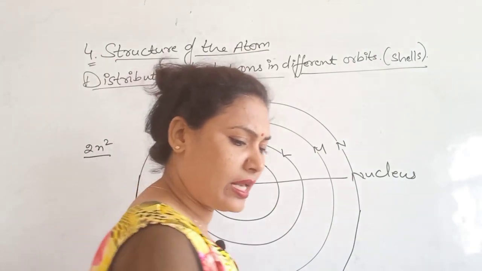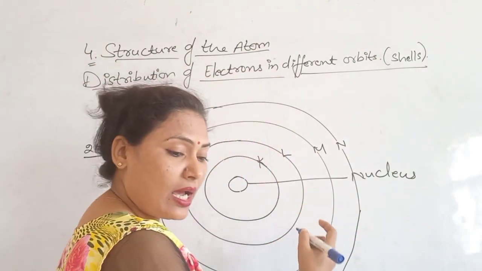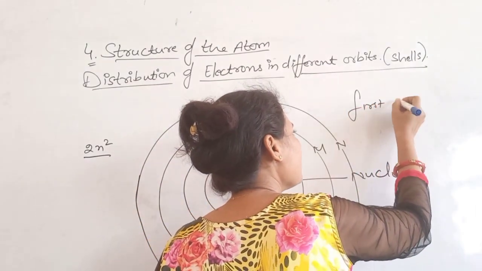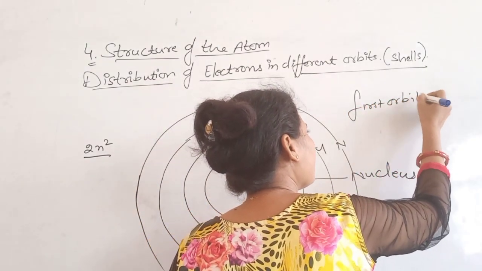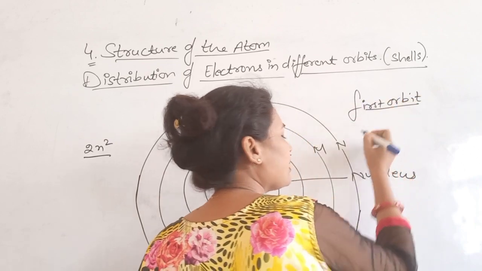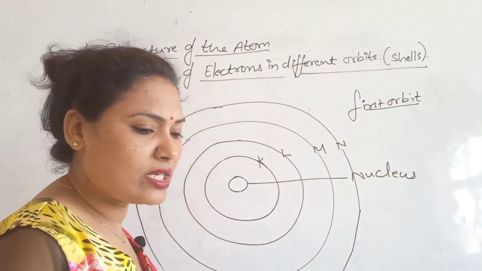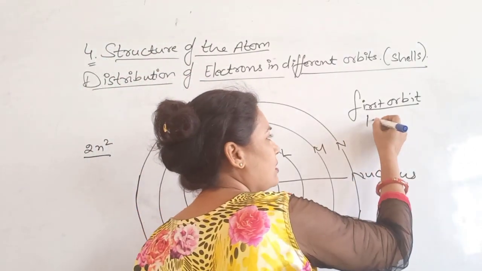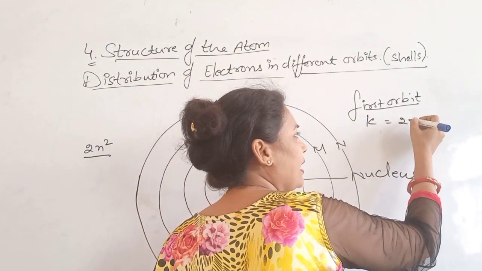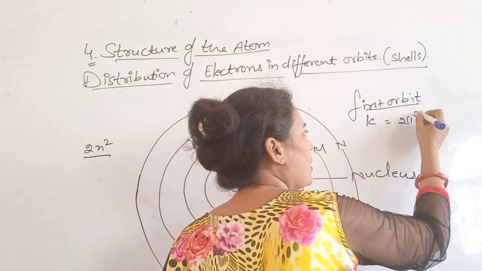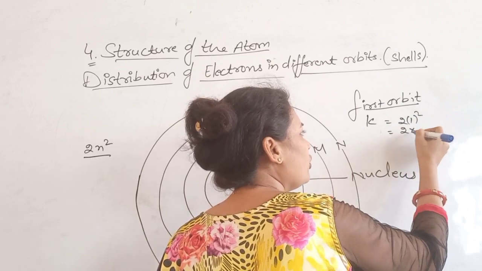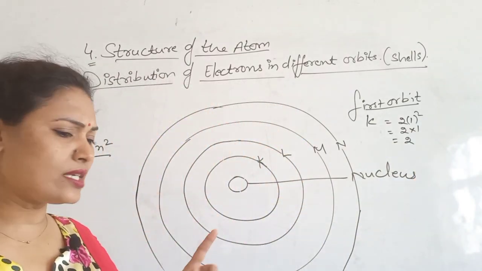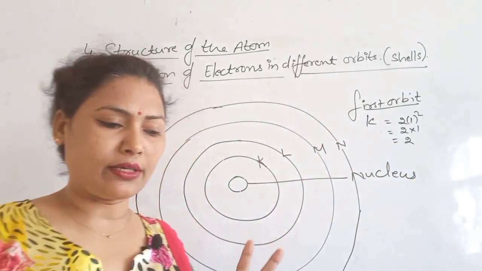You just take this formula 2n square, and the first orbit. What is the first orbit? K shell. The K shell is the first orbit. So you can write that K shell equals 2n square, meaning 2 times 1 square. 2 into 1 is 2. It means the K shell contains 2 electrons.